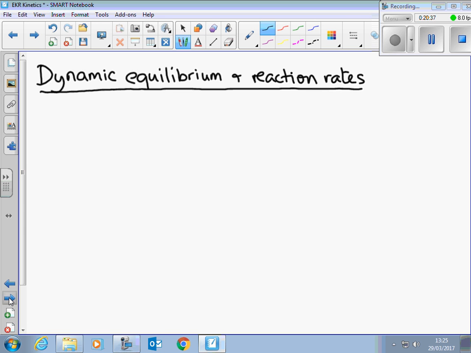If we've got a simple reaction where A and B react together and give us products C and D, but equally C and D could react together and create A and B. A plus B gives C plus D as our forward reaction. C plus D gives A plus B as our back reaction.